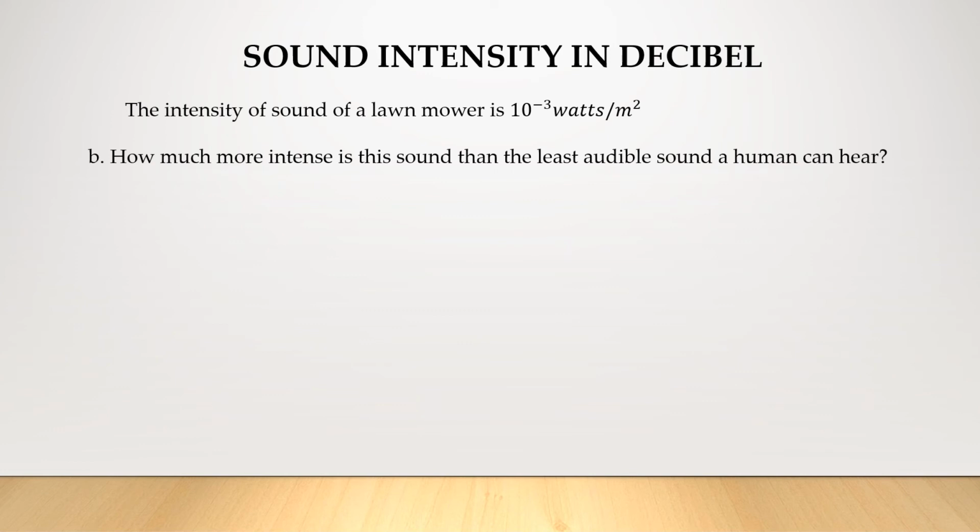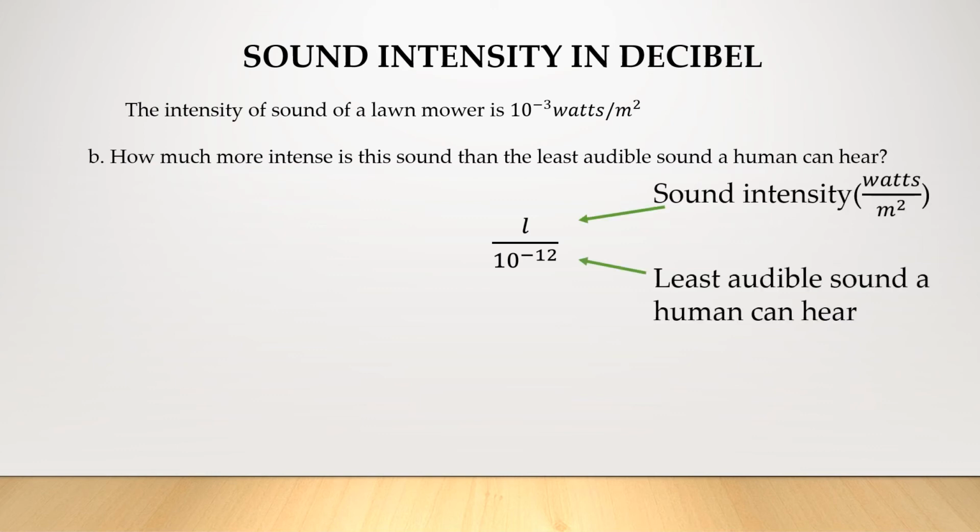For the second question, how much more intense is this sound than the least audible sound a human can hear? For this one, we will divide the L over 10 raised to negative 12, or divide the sound intensity over the least audible sound a human can hear. And that is 10 raised to negative 3 over 10 raised to negative 12, which is equal to 10 raised to 9. And that is 1 billion times more intense than the least audible sound a human can hear.